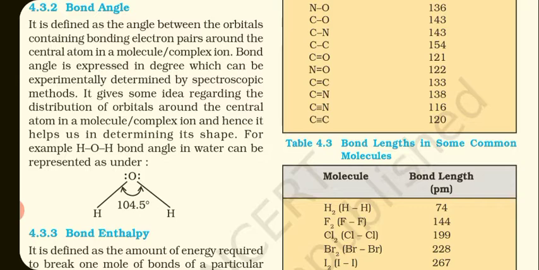Bond angle is expressed in degrees, which can be experimentally determined by a spectroscopic method. It gives some idea regarding the distribution of orbitals around the central atom in a molecule or complex ion, and hence it helps us in determining its shape. For example, in the water molecule, that is HOH, the central atom is oxygen, which can be represented as under.